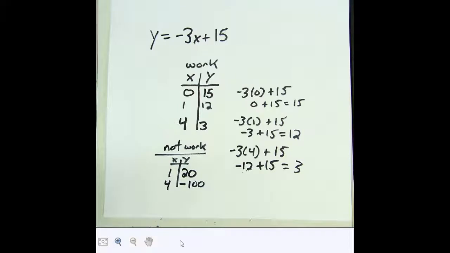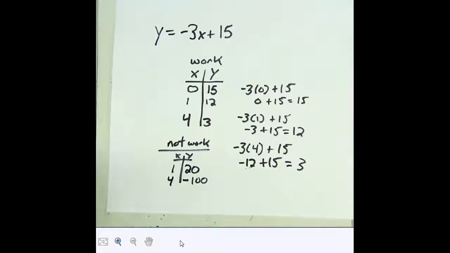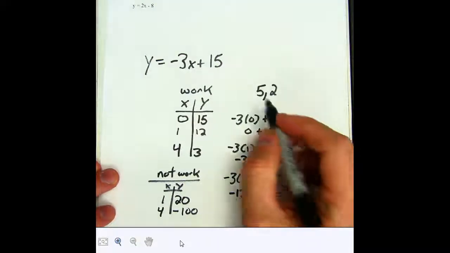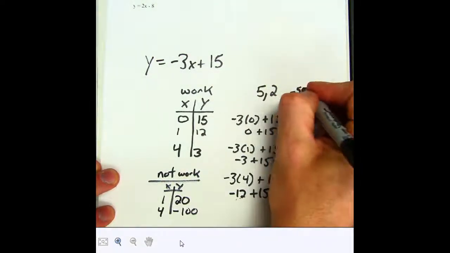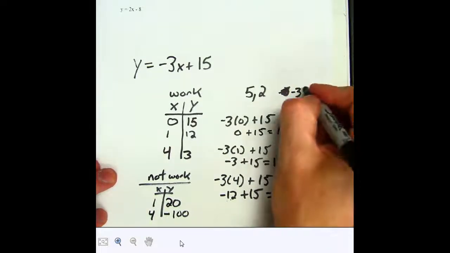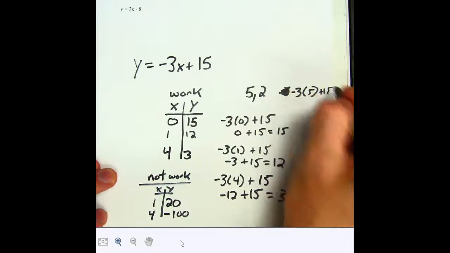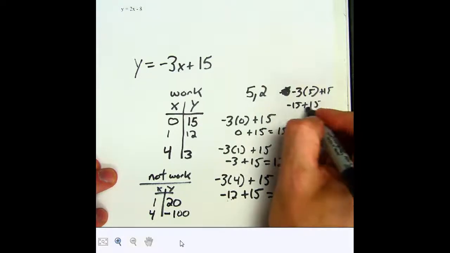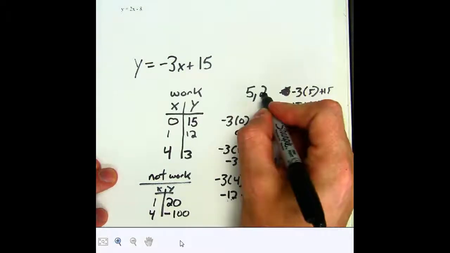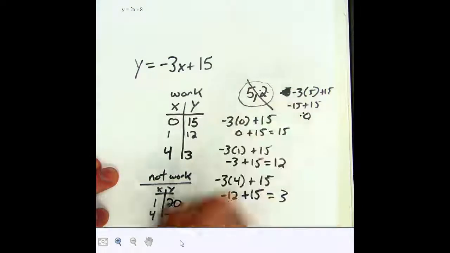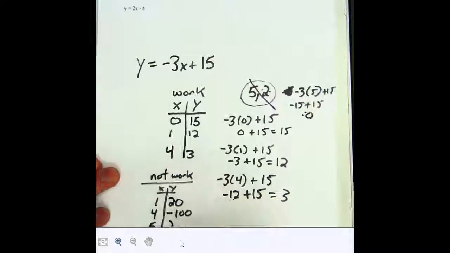Now, another way you could check is if they gave you points, you plug them in to see what works and what doesn't. So, for example, if they gave us a point of 5, 2, all right, I'm going to plug in 5. So negative 3 times 5 plus 15. All right, so this is negative 15 plus 15, and when you add opposites, 0. They got 0, what did you get? It's 2. Does that match? No. So you also know from trying out that's not a point that works. So I could also put that down as a point that does not work.